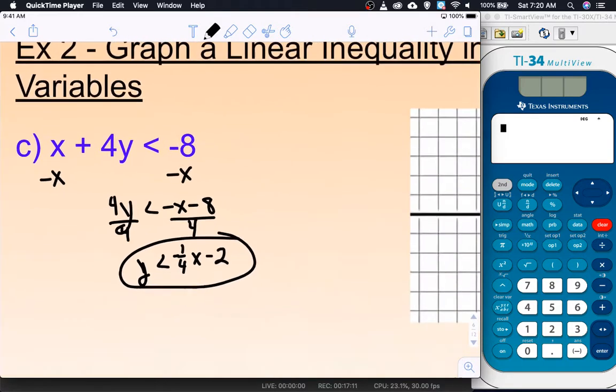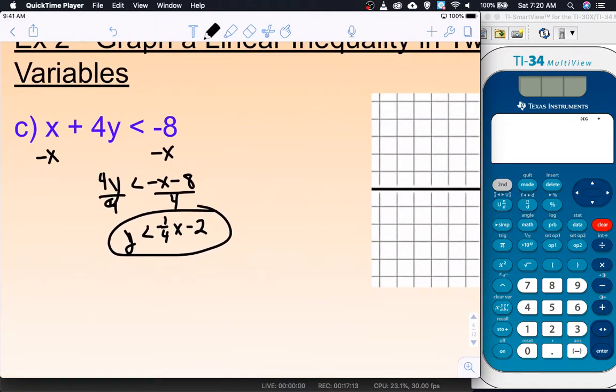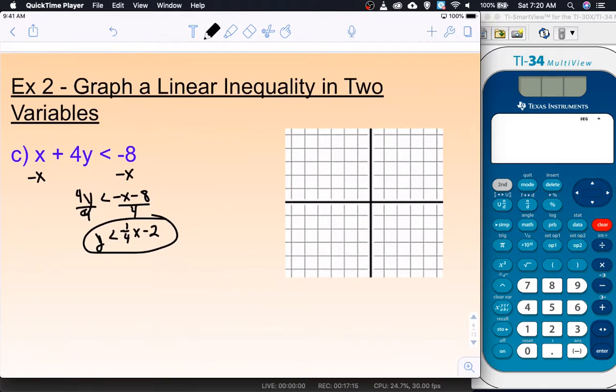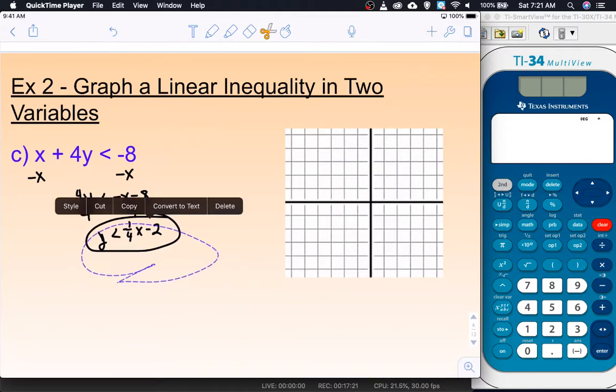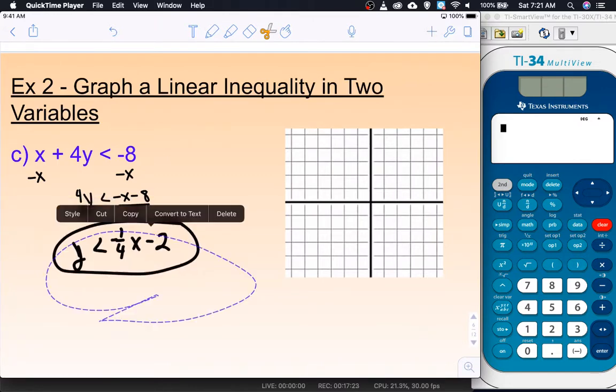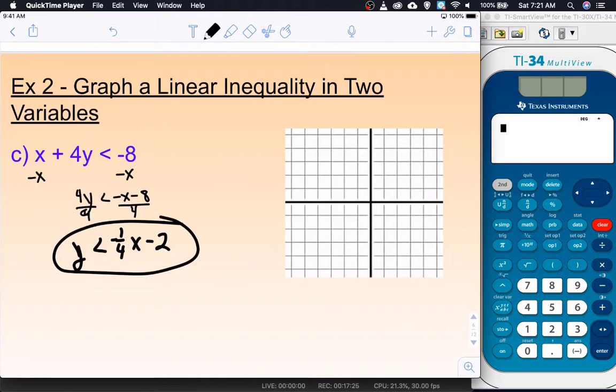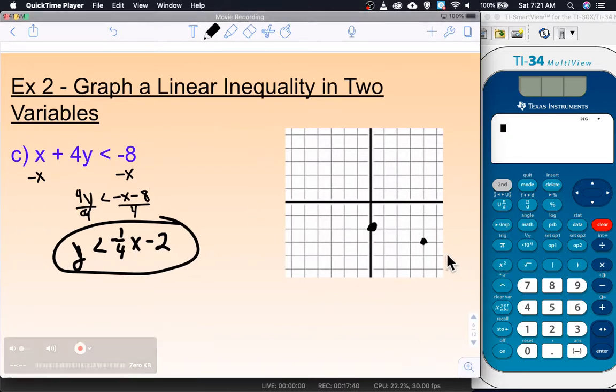So we are going to graph that, or you should have graphed that. If you didn't yet, maybe you want to pause the video and give it a shot right now. See if you can graph this. Your y-intercept is -2. That's right there. Your slope is negative 1/4. That is down 1/4.